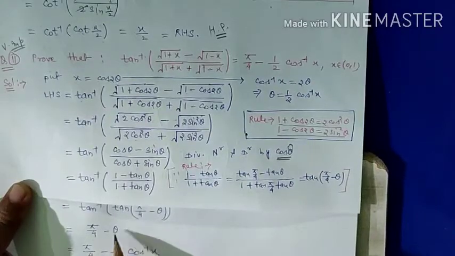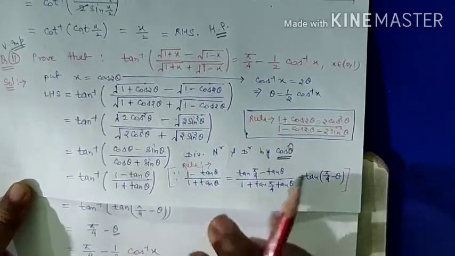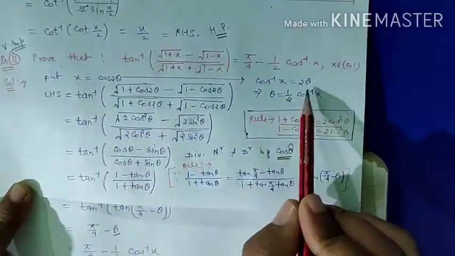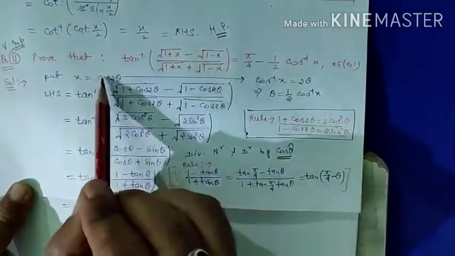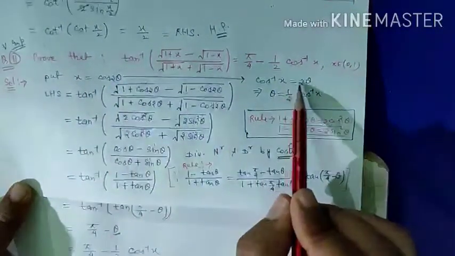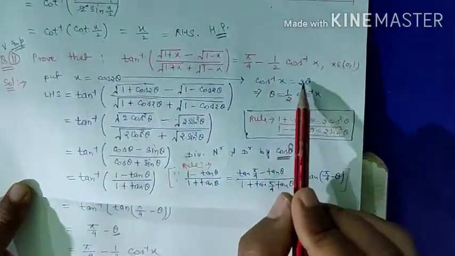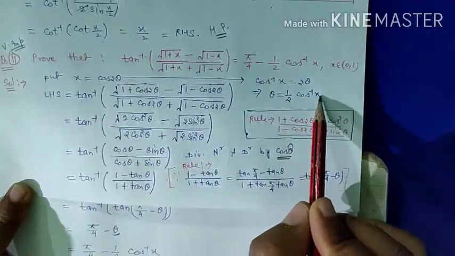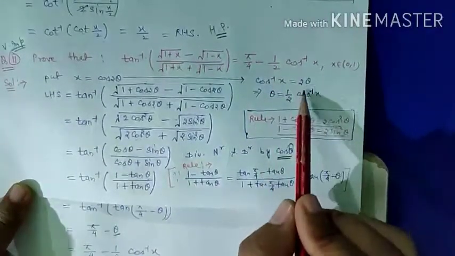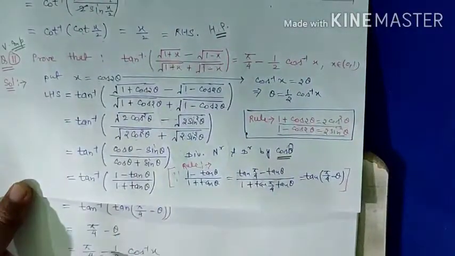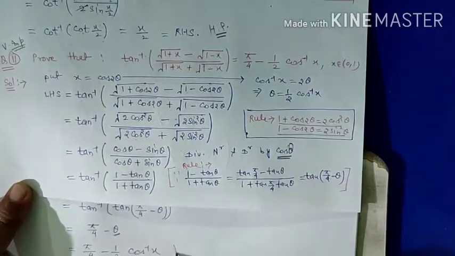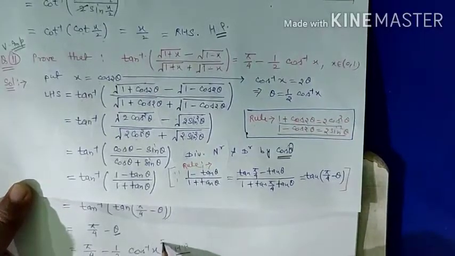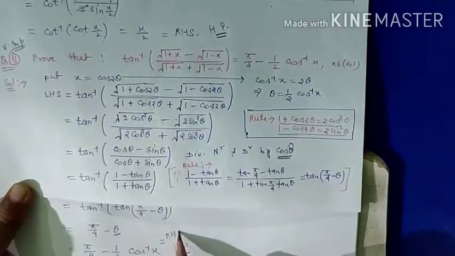Now in place of theta we can write 1 by 2 cos inverse x. Why? First this cos will go to the other side, so cos inverse x equals 2 theta. Then theta will be 1 by 2 cos inverse x. Note it. Now in place of theta, 1 by 2 cos inverse x, which was to be proved. Right hand side.